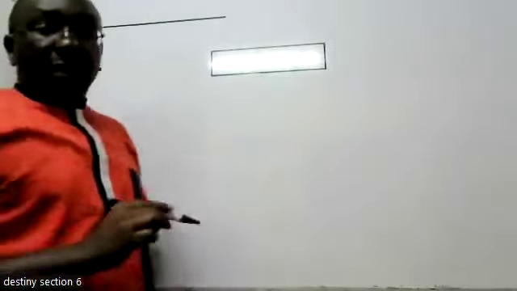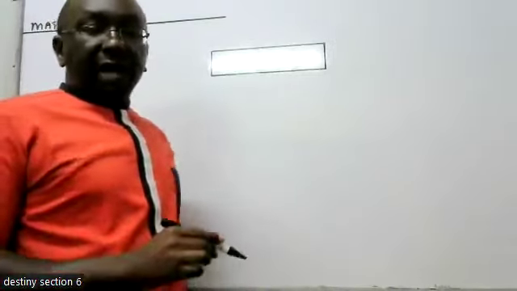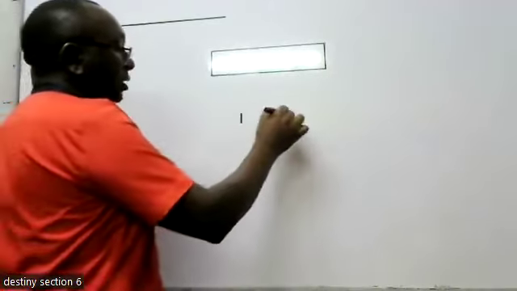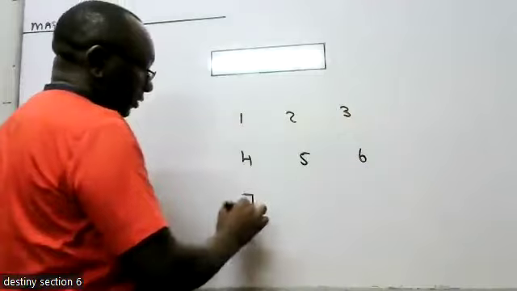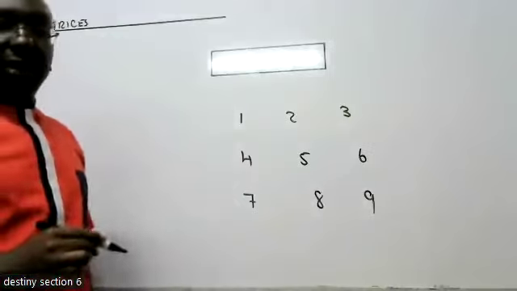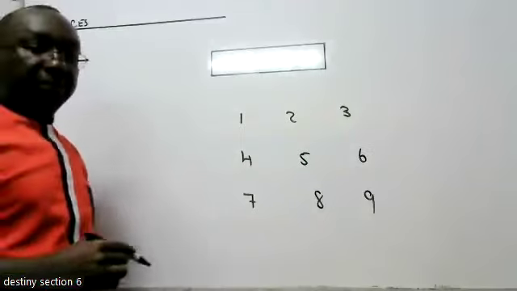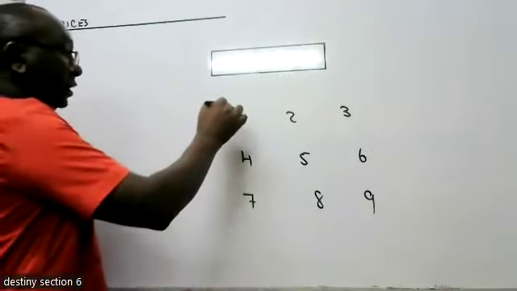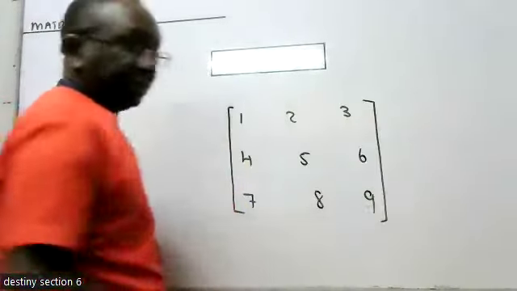And when we talk about a matrix or matrices, a matrix is simply a rectangular arrangement of numbers. For example, you have 1, 2, 3, 4, 5, 6, 7, 8, 9. Now that is a square, but by definition, we call it rectangular. So a matrix is a rectangular arrangement of numbers which are enclosed within brackets.